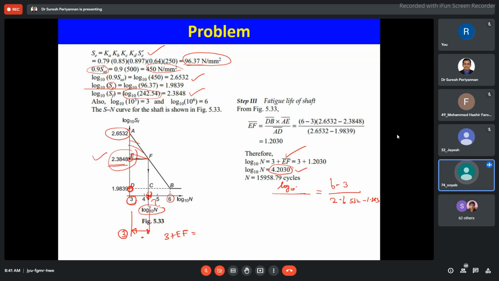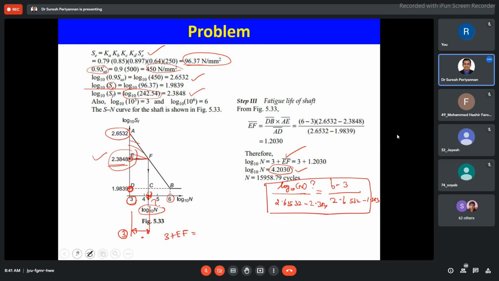Hello, sir. The denominator should be like this. This one. This should come. I mean, the denominator is 2.6532 minus 2.38. Now we are going to find out this one.